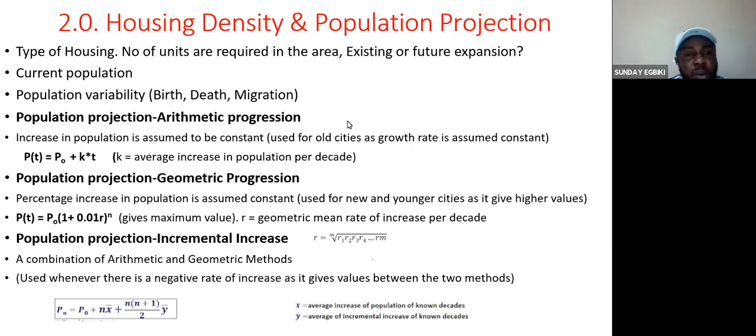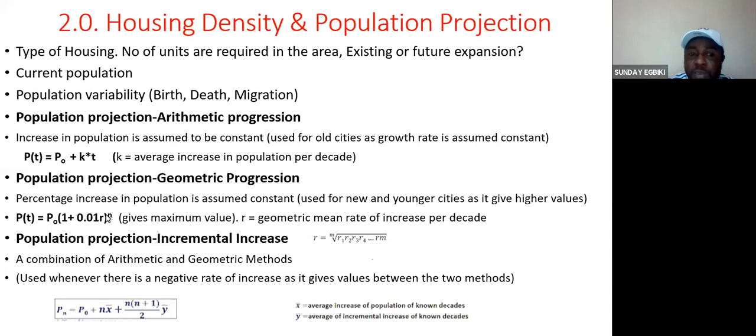Yes. Okay. The second method is the geometric progression, which is used for new cities and younger cities. If you are just newly constructing a community or an estate, you use the geometric progression. The reason being that the geometric progression gives you a higher value when you compare it with the arithmetic progression. If you look at the formula critically, this is the formula that is used to calculate compound interest in economic analysis. When you have the present worth of an amount, the number of years, and the interest rate, in this case, this is the growth rate, which is the r.